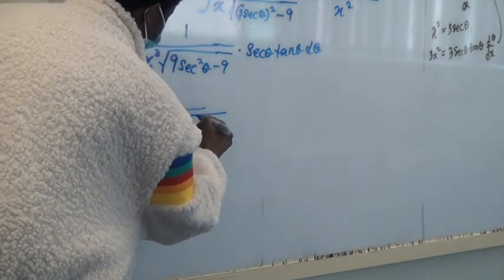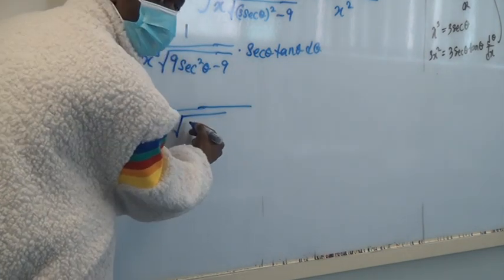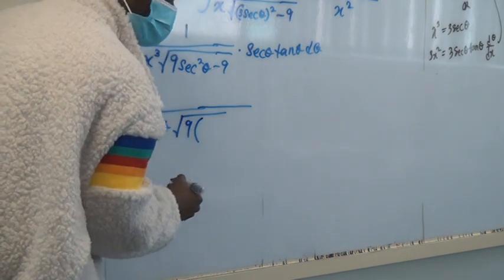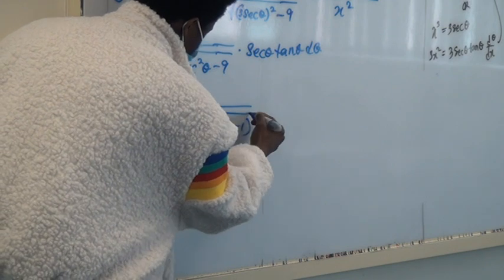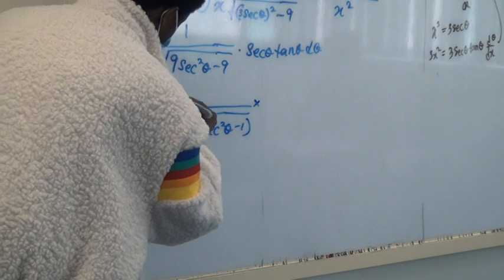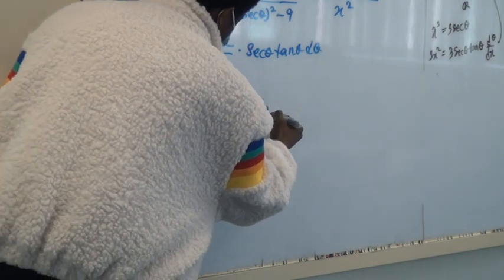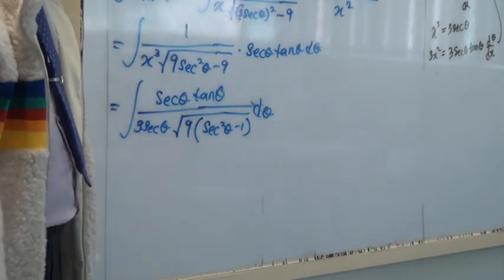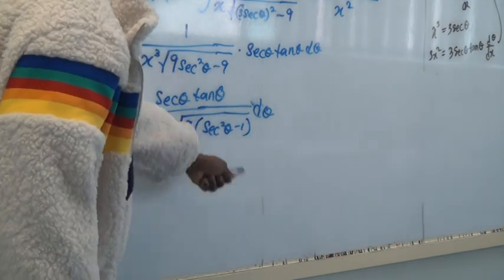So we have, yes. What do I do under this? 9 bracket sec squared theta minus 1. I don't know how we're going to get out of that one. You're going to have to help me. I've got no clue. I know 3 will come out, yes. I know sec will cancel sec, yes. So how do we get out of this mess?